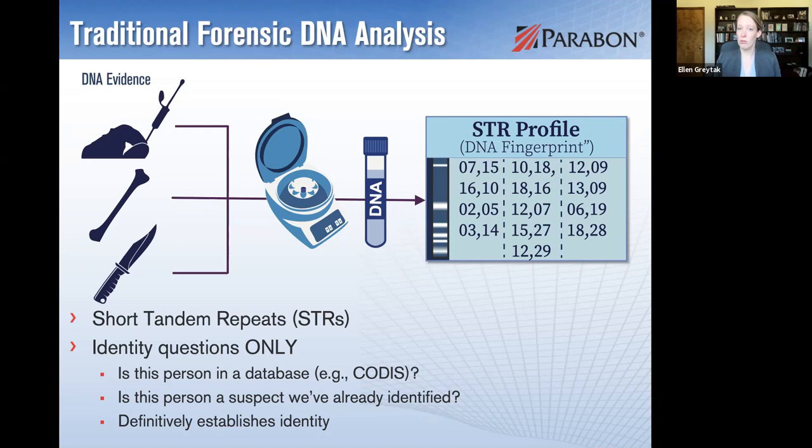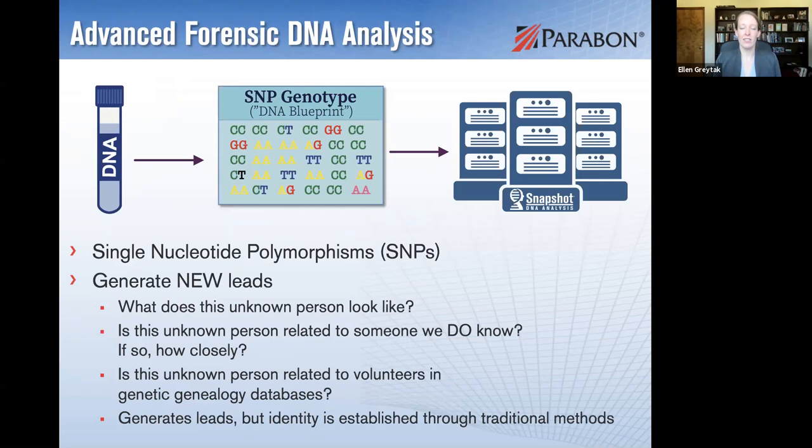But if it's not one of those people, then it can't tell you anything else. All it could tell you is whether the person was biologically male or female. So what we're doing, I think of as advanced forensic DNA analysis. We're looking at a different type of genetic marker.